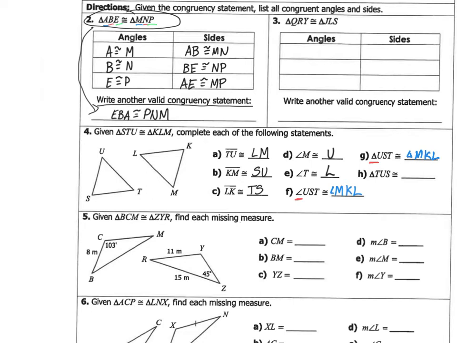So then your other one, you'd have T. This is just a triangle, so you don't have to figure out the angle. So TUS. So TUS would be the same as what?